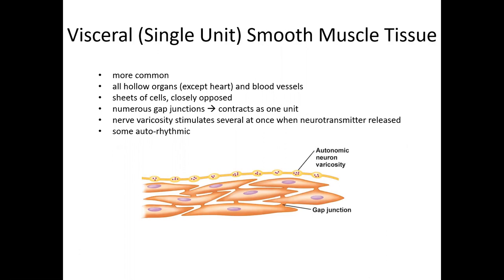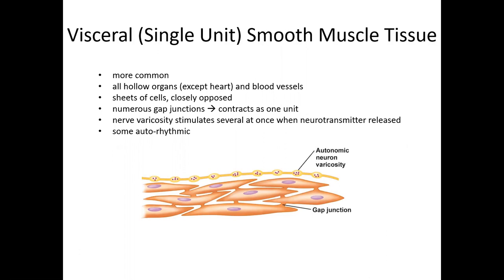Here, what you can see in the picture, we have sheets of these smooth muscle cells. They're all right next to each other. You can clearly see gap junctions connecting all the cells. So if you have an influx of sodium into one of those cells, you can see it's going to be passed automatically to the next cell, to the next cell, to the next cell.